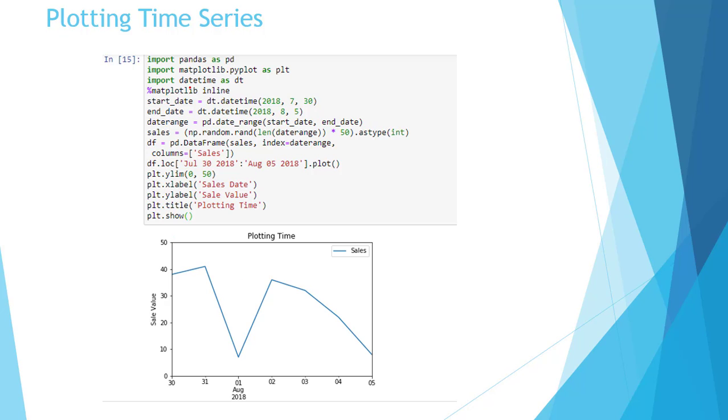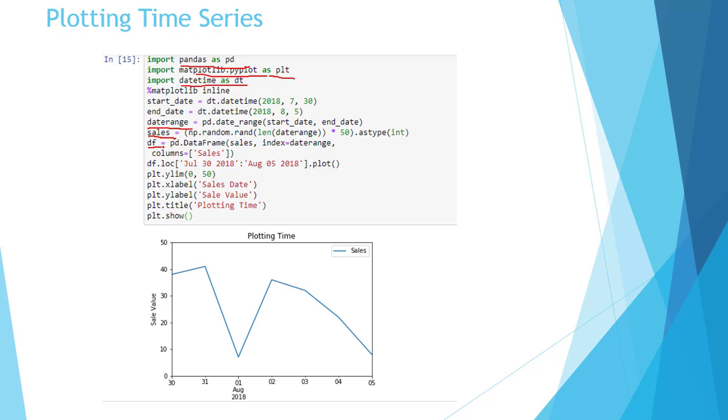Here we have imported datetime as dt and also imported the library pandas as pd, as well as matplotlib.pyplot as plt. After that, we have specified our start date as dt.datetime 30/7/2018 and end date as 5/8/2018. After this, we have specified the date range, pd.date_range, from the starting date to the ending date. Then we have created our data in the sells variable using the np.random.rand function, in which we have specified the length of the date range.